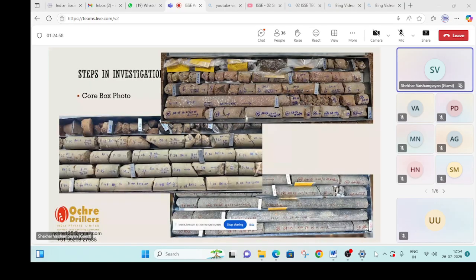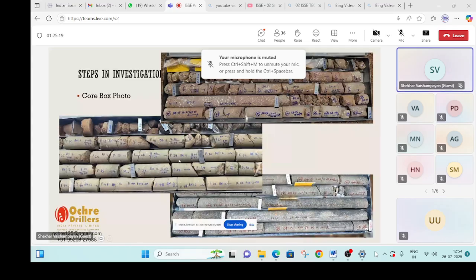Typical core box, as you can see here. These are mostly basalt cores. The bottommost one, the first one you see, is a very good quality rock. Long cores, you can see, very high RQD. Long cores means length more than 10 centimeter. That means very high RQD value here. Then you can go to the next box.